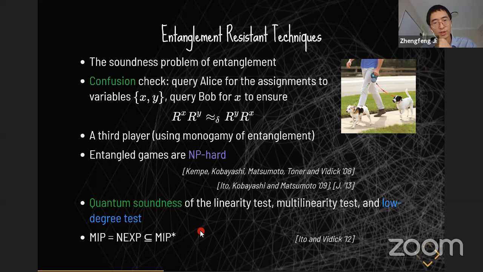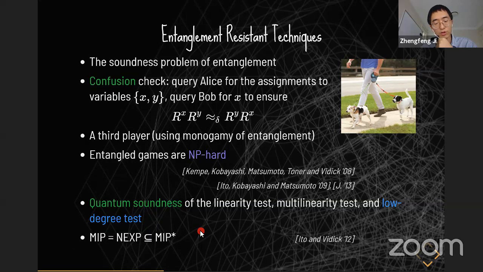And I guess in that set of techniques, what is surprising and most important to us is that low degree tests, multilinearity tests, and linearity tests are found to be quantum sound. These are tests that are widely used in classical interactive proof systems. And you don't need to do much modification, and you can have the quantum soundness, meaning that having entanglement between the players, the provers, doesn't help them to cheat.